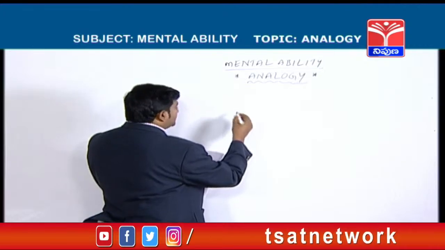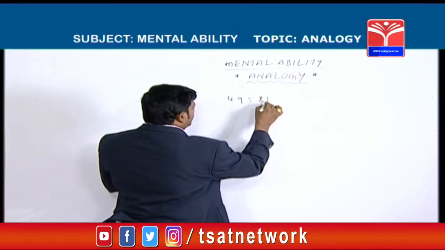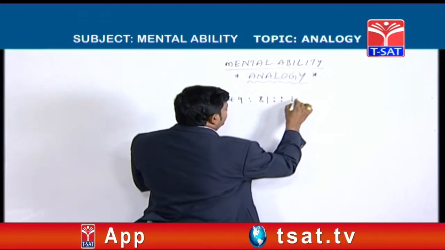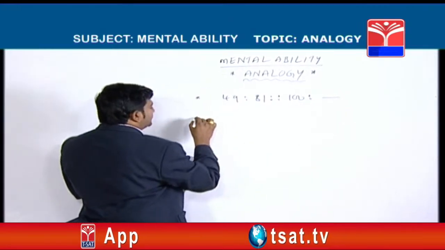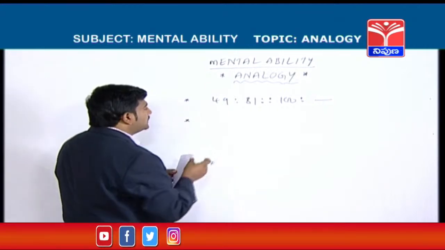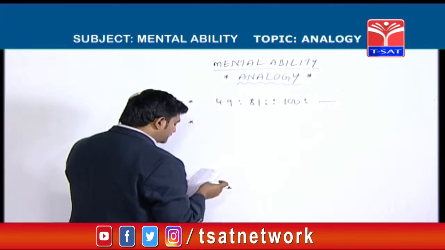Let's say here is given like this: 49 is to 81 as 100 is to dash. Okay, this is one example. I hope you already got the answer. I hope you understood that also. 49 is to 81 as 100 is to dash.